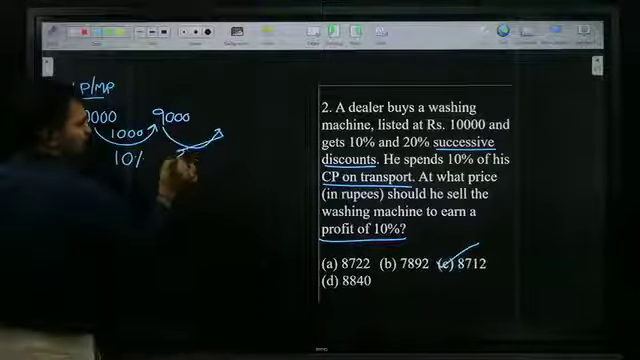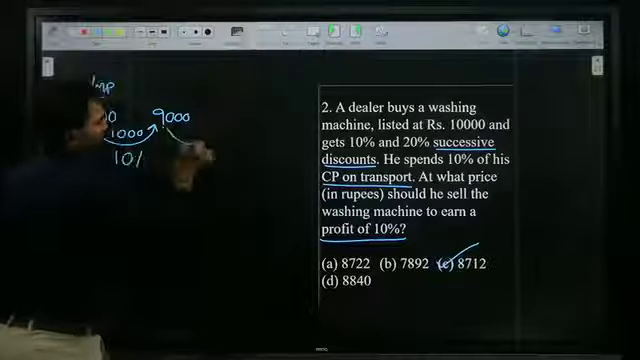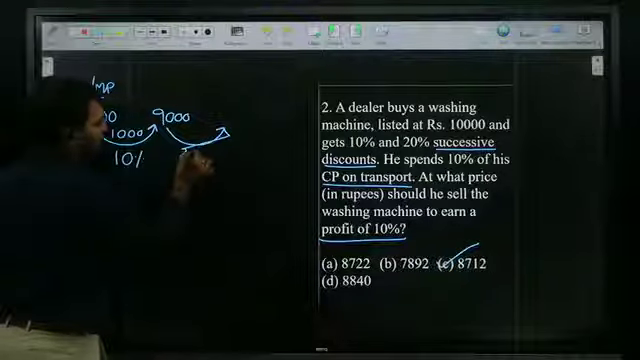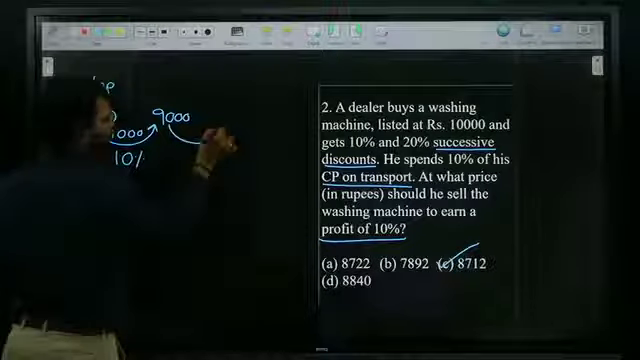Second discount is how much? 20%. So the second discount is 20%.